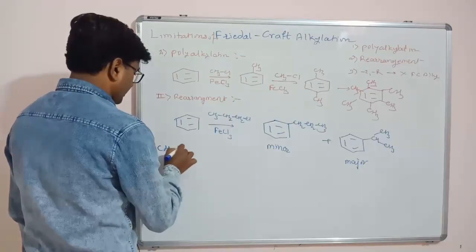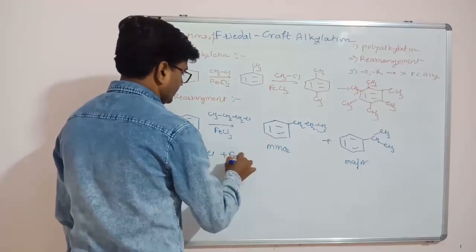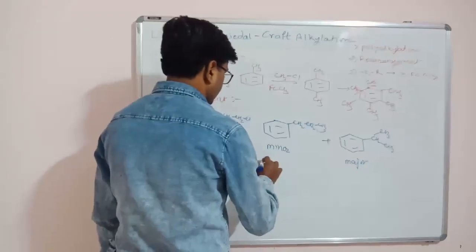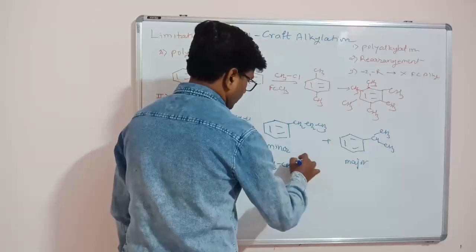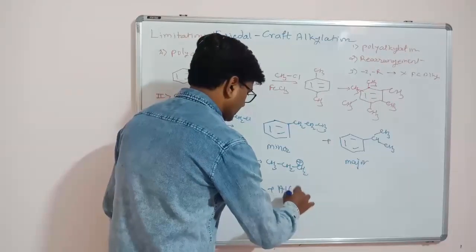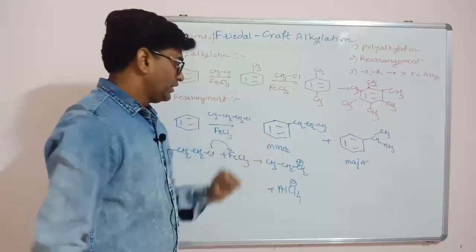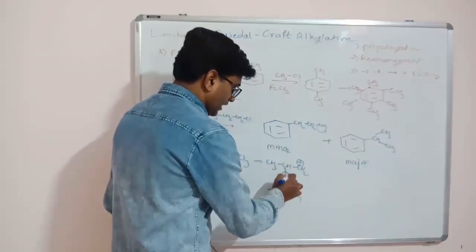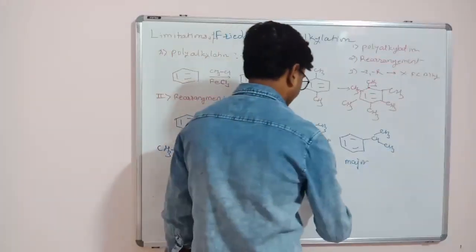We have this reagent, CH3CH2CH2Cl, and this is our catalyst, AlCl3. So Cl minus will leave and we will get the CH3CH2CH2 carbocation. This is the primary carbocation, and this is our byproduct, AlCl4 minus. Now here is an alpha hydrogen. So what will happen? This hydrogen will migrate over here and become a secondary carbocation.